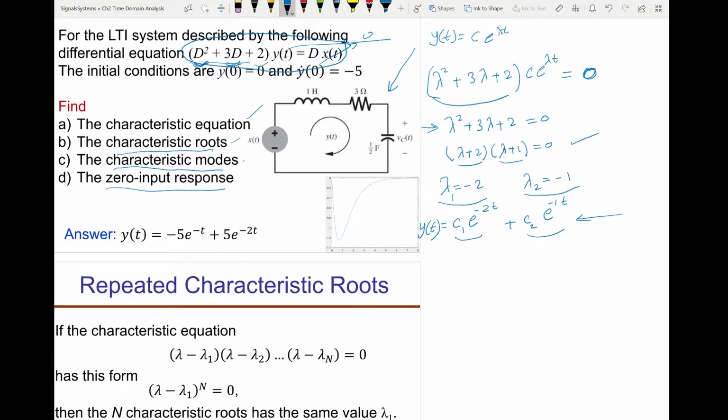So we're going to use these given initial conditions. y at t equals 0 is 0, and the derivative of the output, or the rate of change, at t equals 0 is minus 5. So let's take the first initial condition.